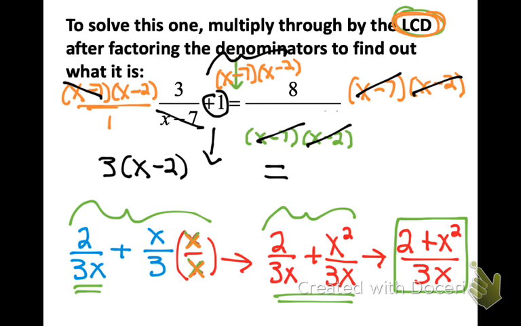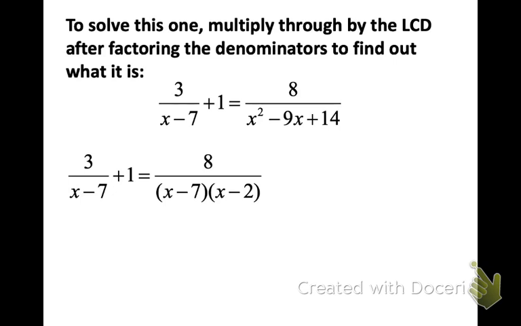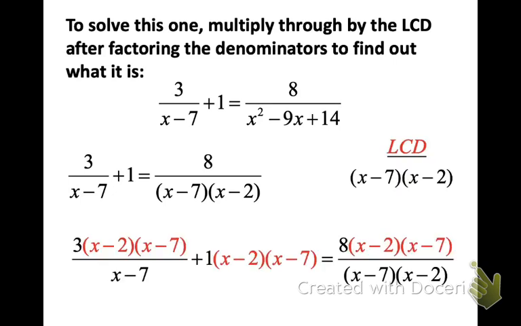So we'll clean this up a little bit, and I'll show you a better example. So this is just a cleaned up example of what I had. You'll notice here's my LCD. We multiplied each rational expression by the x minus 2, x minus 7, and then we did our canceling. And again, I already showed you this, but this is just a little bit neater.